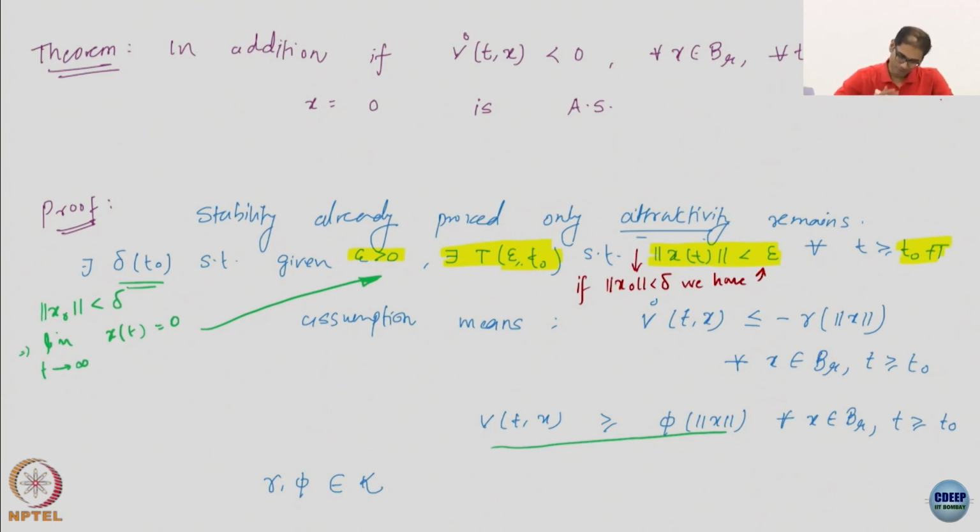Once we have understood this alternate definition for attractivity, let us try to prove this. Because I would never have been able to prove anything with the limit definition. Okay, it's as simple as that.